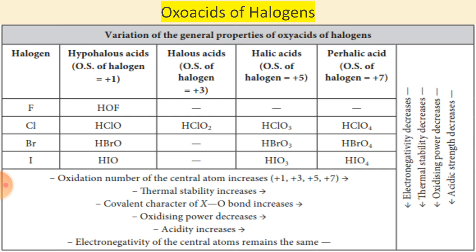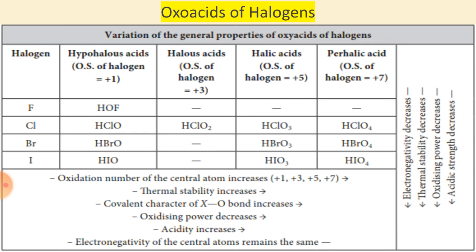Then HClO, HBrO, HIO. But in case of halous acid, the oxidation state of halogen is plus 3. This will form by Cl. The formula is HClO2. Then you have to know about the halic acid having the oxidation number plus 5. Here the formula of Cl, Br and I is HClO3, HBrO3, HIO3.